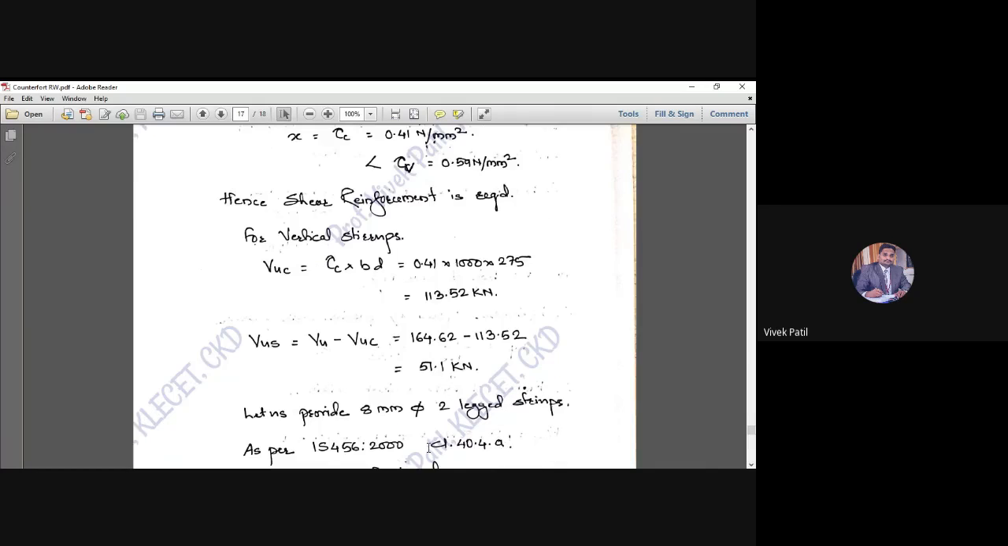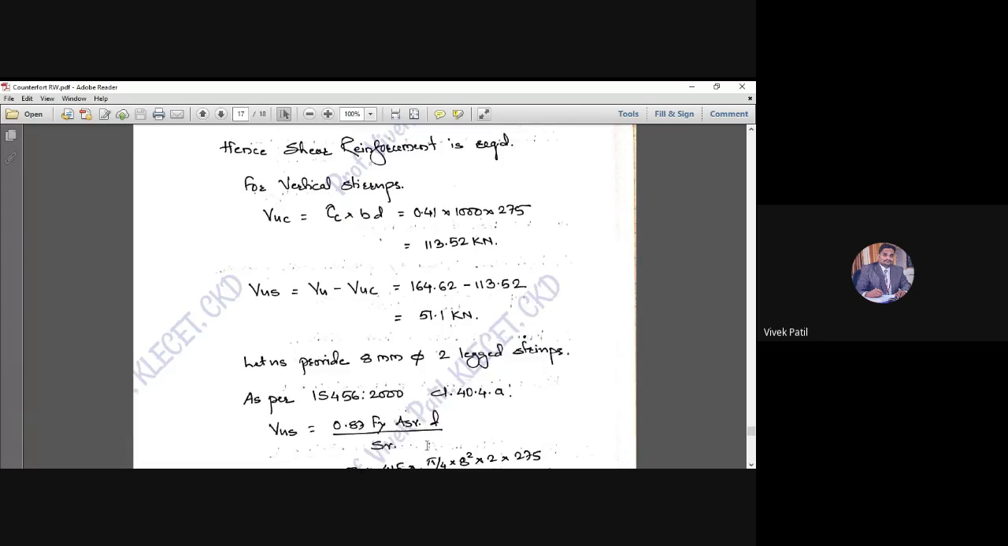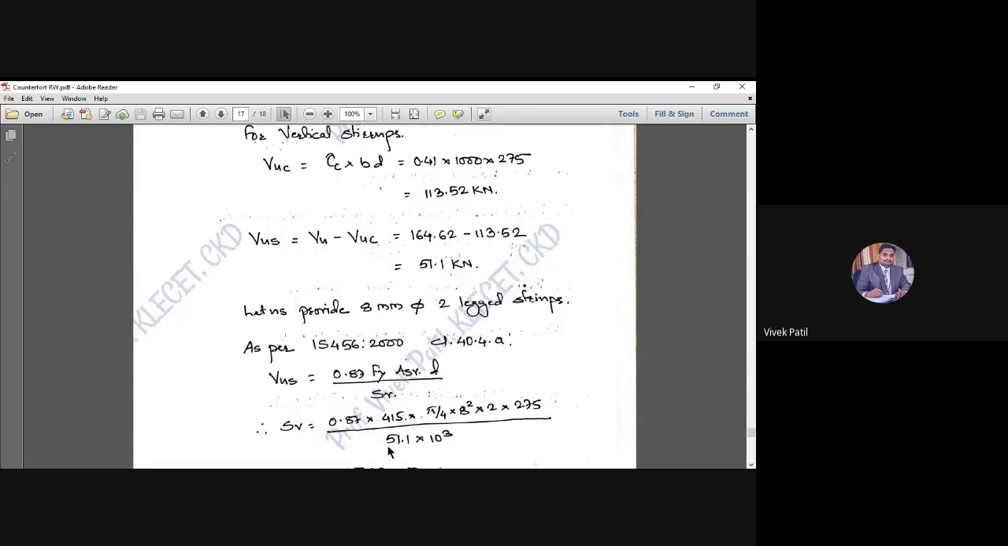Again from IS 456 clause 40.4.8, we have the formula VUS equals 0.87 fy Asv d divided by Sv. So the same formula we have taken. VUS is known to us here, then fy is known. Asv we have assumed 8 mm bars, 2-legged. d, that is the depth, is 275. Sv we have to calculate. So tell me what is the value of Sv.